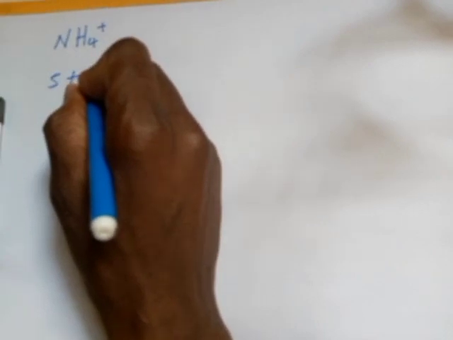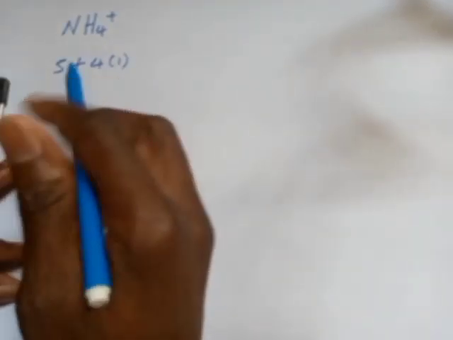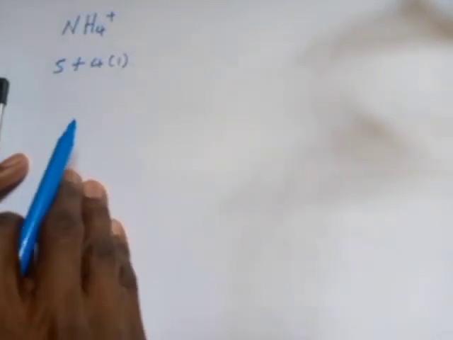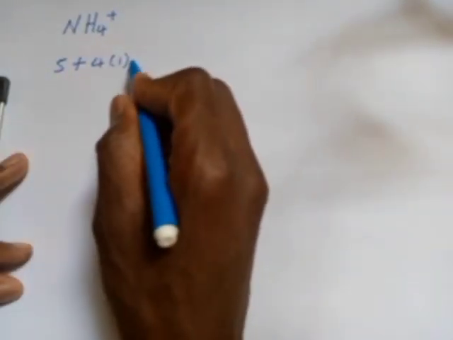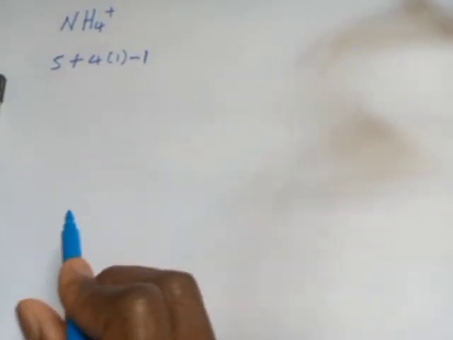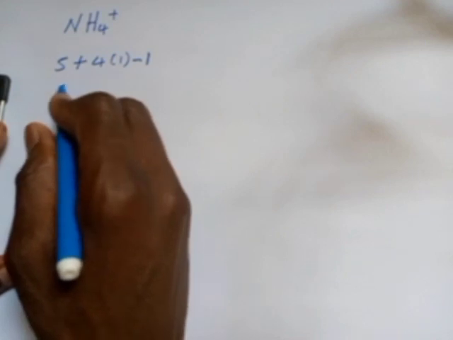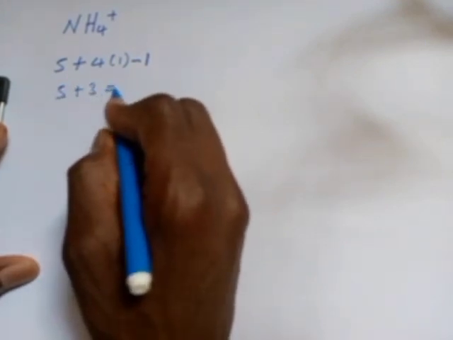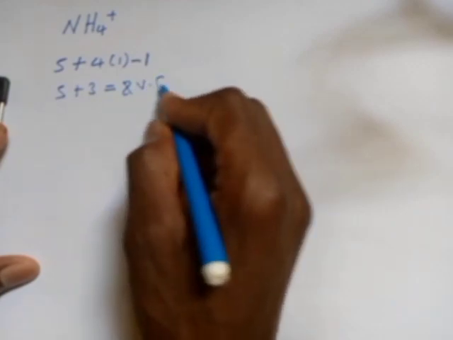So we are going to say we have 5 plus 4 multiplied by 1, because hydrogen is found in group 1 and nitrogen in group 5. The group identifies the number of valence electrons for every element. And if we check the charge on top, if we have a positive charge, that simply means that we have lost an electron. So we are going to have 5 plus 3, which is going to give us what? 8 valence electrons.